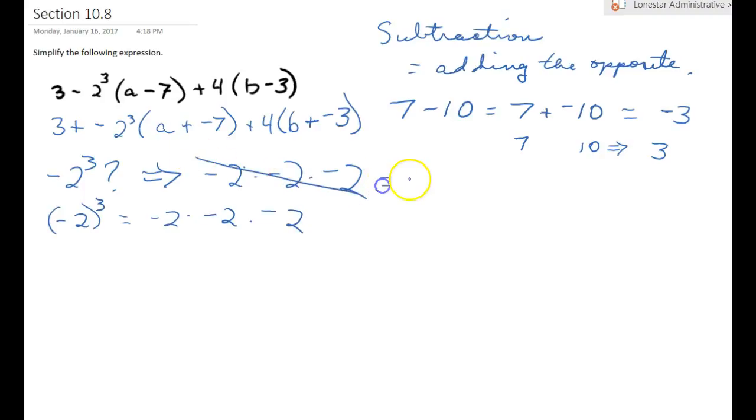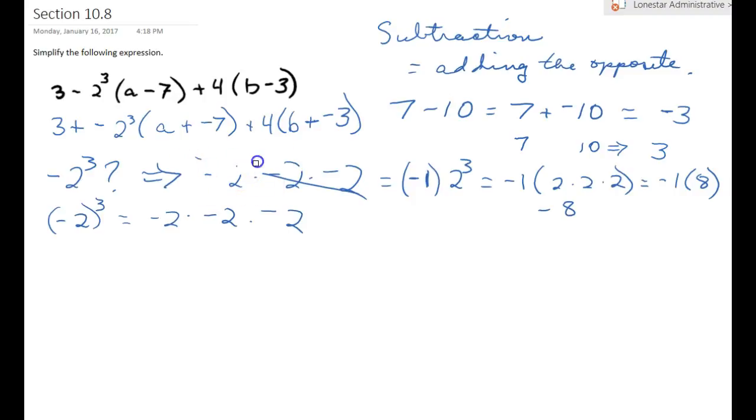In this case you have your negative sign. It's like the negative sign represents negative 1. So you have negative 1 times 2 cubed. So that's negative 1 times 2 times 2 times 2, which is negative 1 times 8, which is negative 8. Now in this case, it would have come out the same either way you did it, but the correct way is what I just showed you.